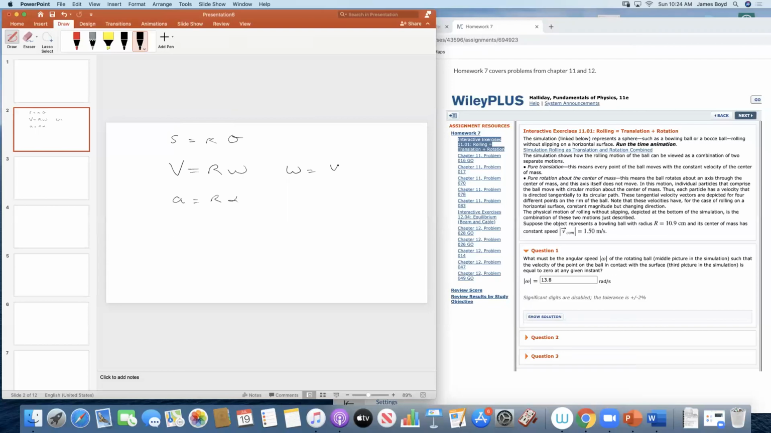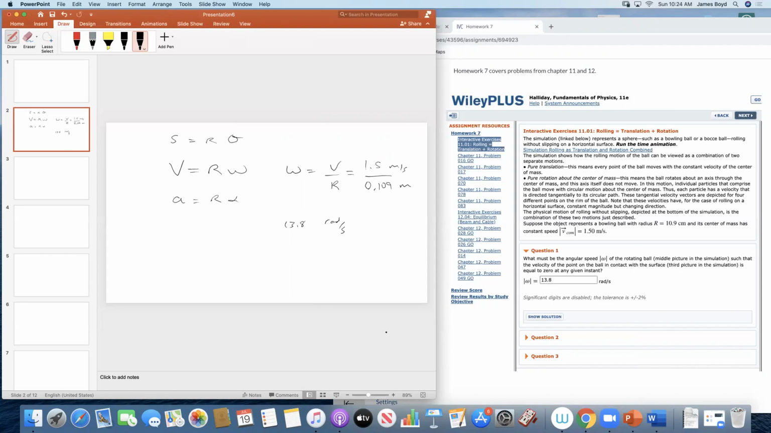So omega is v over r. And remember your units. v is given as 1.5 meters per second. We therefore need r to be in meters. 10.9 centimeters is 0.109 meters. And if I divide that, 1.5 divided by 0.109 is 13.76 rad per second. The units are rads per second, and this is about 13.8.